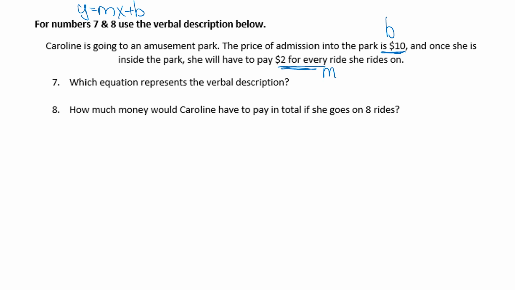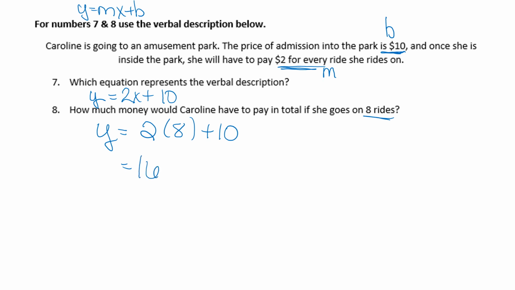So we are going to write our equation. That would be y equals our rate of change, or our M is 2, followed by x, plus the $10 it costs to get in, the initial value. Number 8 says, how much money would Caroline have to pay in total if she was going to go on 8 rides? So we would plug 8 in for our x, so y equals 2 times 8, plus the $10 cost to get in. 2 times 8 is 16, so she's paying $16 just for rides, plus the $10 cost to get in. So she ends up paying a total of $26.